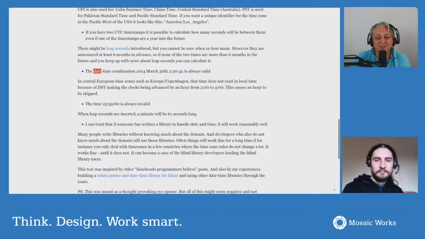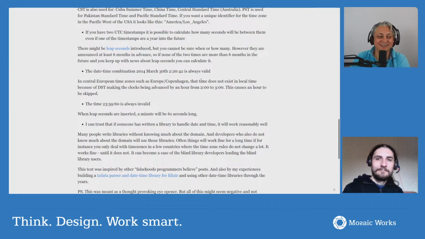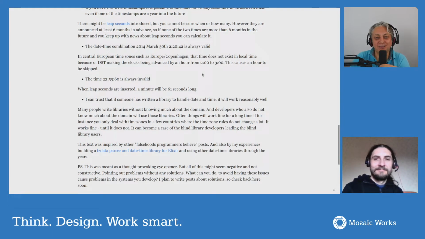Date-time combination. 30th March 2014, 2:20:42, so during the night, is always valid. In Central European time zones such as Europe/Copenhagen, this time does not exist in local time because of DST making the clock advance by an hour from 2 to 3. So you don't have any time between 2 and 3 in Copenhagen on that date. And that's what actually happens in Romania as well, right? We switched from 2 to 3, and I think backwards.